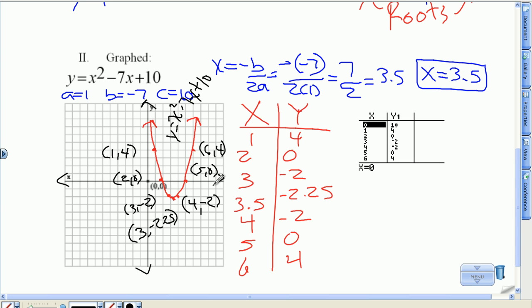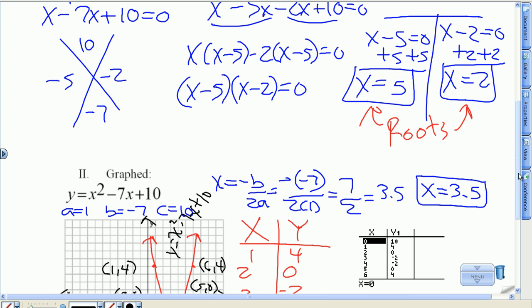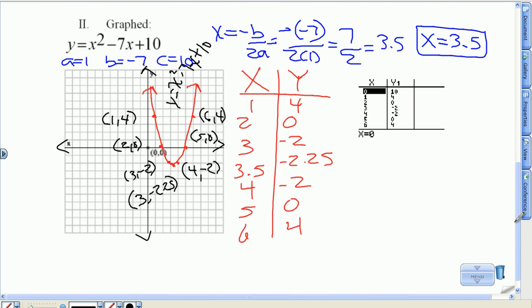Alright, so what does this have to do with roots? Well, if you take a look at the problem up above, I'm going to scroll up for a second. You notice x equals 5 and x equals 2 was the solution to that equation. So x equals 5 and x equals 2. Well, look at what you have here in your table. X equals 5, x equals 2, and in both cases y is equal to 0.